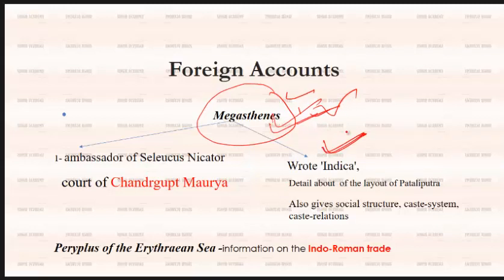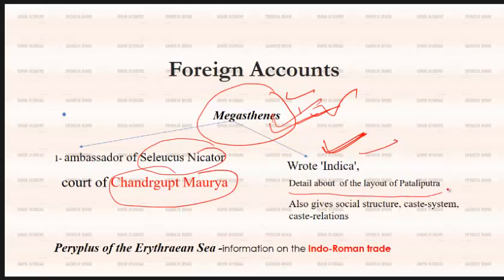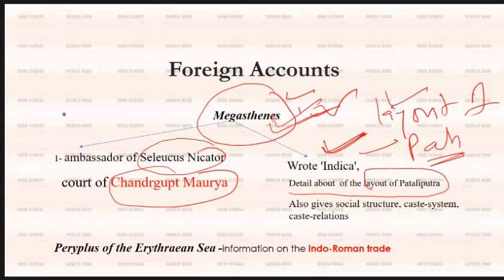Indica is not available in its original form, but it is quoted by many other historians later on, so you can get some information of what is written in the Indica. Basically, he was the ambassador of Seleucus in Chandragupta Maurya's court. In the book, the layout of Pataliputra is given by Megasthenes, and it also gives the social structure, caste system and caste relations.